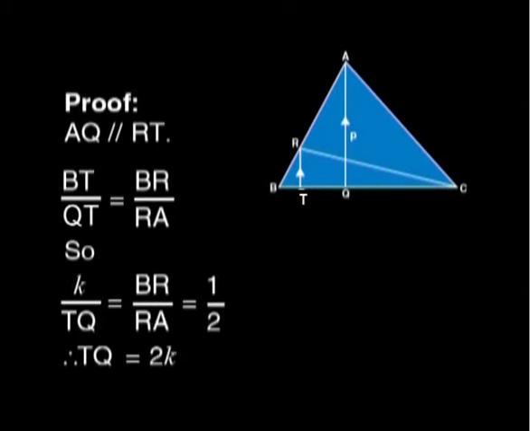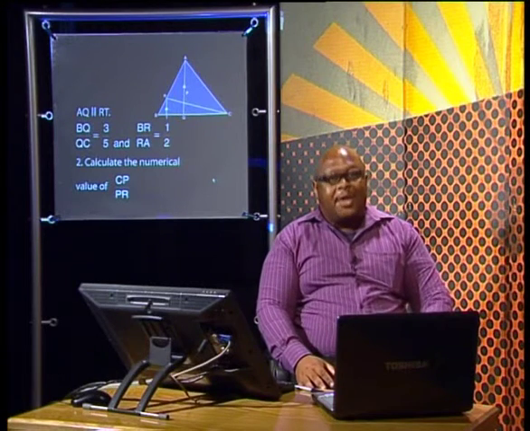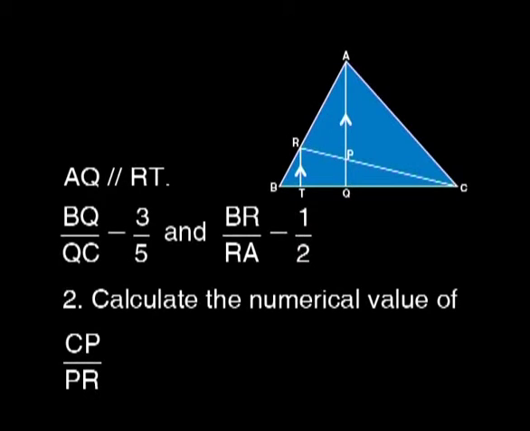Replace BT with K and put this equal to half. Then cross multiply, and what do we find? TQ equals 2K. Here's the next part of the question. Calculate the numerical value of CP divided by PR.